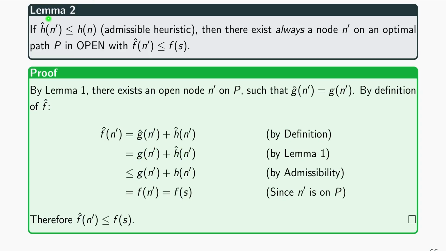And now we know by this assumption of admissibility, all we do is we now replace the h hat with h. And because we have the inequality here, we get an inequality here. And then this thing is nothing else but the definition of our f function of n prime. And then by our assumption that n prime is a part of the optimal solution path, all the f values there should be the same, right? It's always g plus h. So that one is also the f value of s. And then we can basically show that we always have this under-approximation of the estimated f value of n prime with respect to the true cost f.